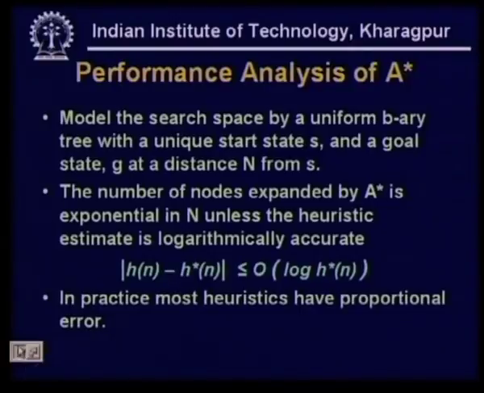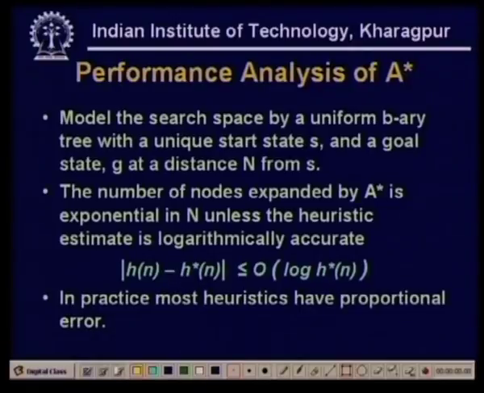That is, suppose h star of n is the actual, optimum cost from n to the goal, and suppose h of n is our estimate. If h of n minus h star of n is less than or on the order of log of h star of n, then the heuristic is said to be logarithmically accurate, and in this case A star does have polynomial complexity on such a search tree.